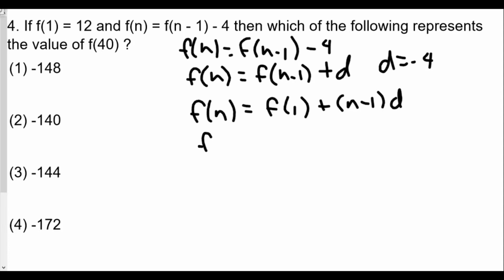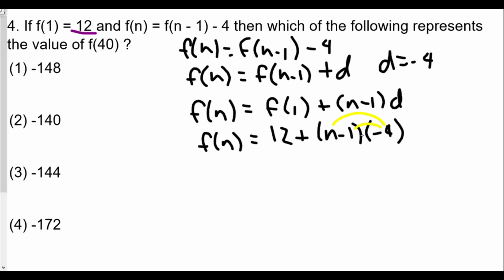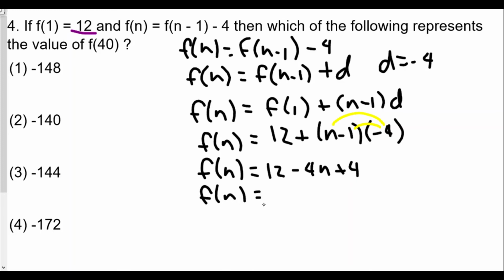Well, our general formula, or explicit formula, will be fn is equal to, since f1 is 12, we'll have 12 plus n minus 1, and of course d is -4. Now distribute the -4 here, and we'll find that fn is equal to 12 minus 4n plus 4, or fn is equal to -4n plus 16. And that's the explicit formula we'll use to solve for f40, because we're just going to plug in 40 for n.